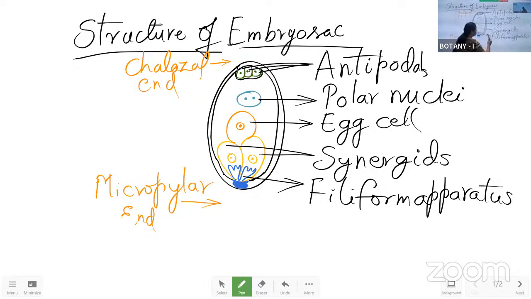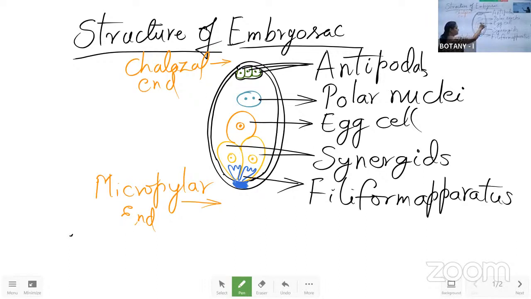Now, what we have to write in the descriptive part: the egg apparatus is consisting of 2 synergids and 1 egg cell. And these are placed at the micropylar end of the embryo sac. The embryo sac is covered first. So now we have to say about the embryo sac also here. Embryo sac is covered with the 2 membranes, outer and the inner membrane. Okay, and it is having 2 poles, micropylar end and the chalazal end.